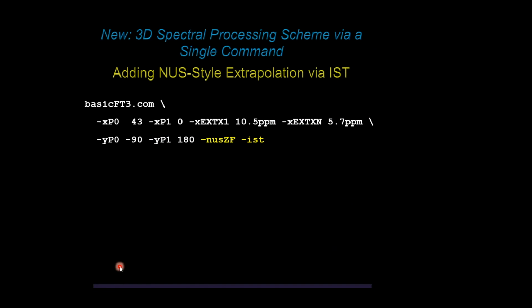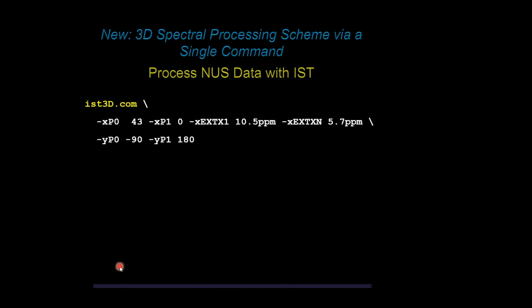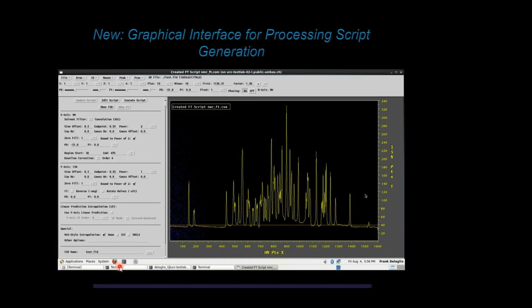And if we want to apply the same kind of processing to non-uniformly sampled data instead of conventionally sampled data, we can do it with more or less the same kinds of arguments. So that's one thing that we're going to discuss next week, these new abbreviated commands for generating processing schemes. And we're also going to see a new graphical interface that allows you to do all this processing and script generation without the need to directly edit a script.